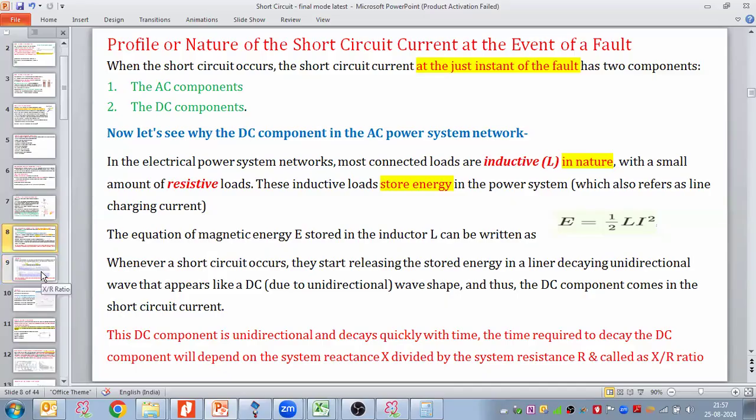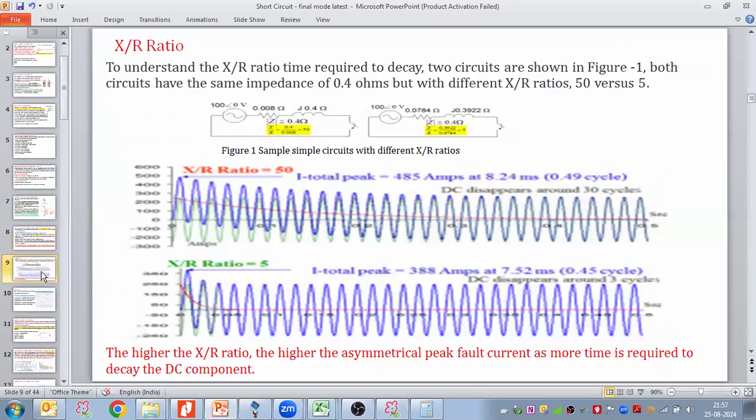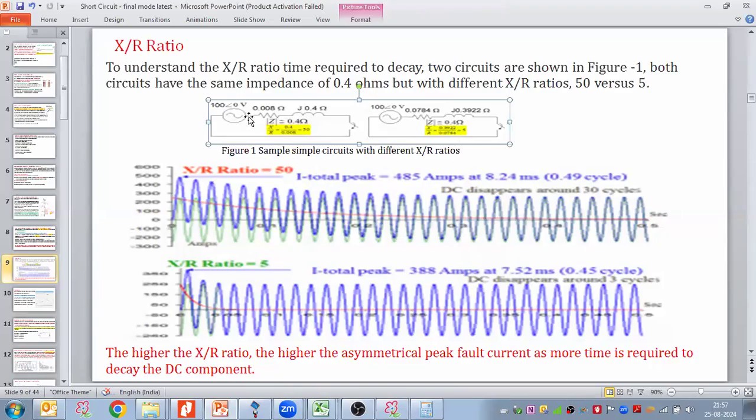I will take X by R again just to quickly remind you what I mean by it. To understand the X by R ratio, consider the time required to decay in the two circuits shown in figure 1. Both circuits have the same impedance, 0.4 ohm, but with different X by R ratio, 50 versus 5. So X by R ratio here is 50, here it is 5, with system generator, and then this X and R. Impedance is same, but the X by R ratio is different.